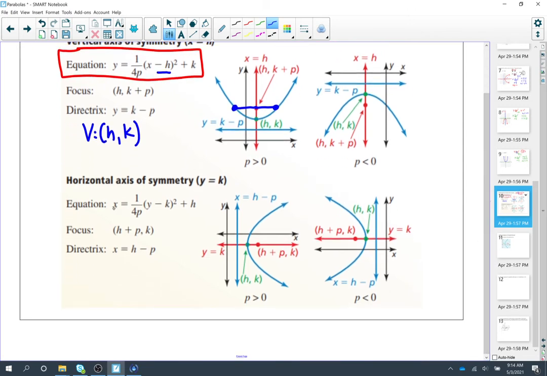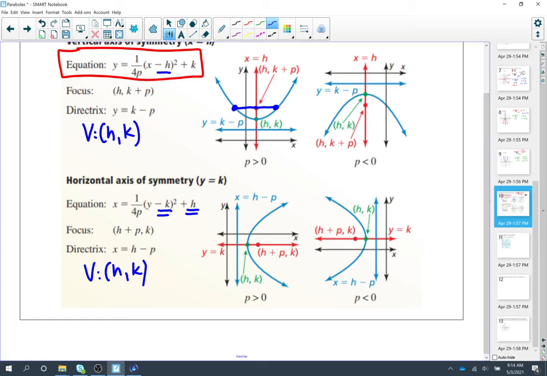Now, for the ones that point either to the left or to the right. Notice, first of all, that this equation doesn't say y equals, it says x equals, which is what's going to change it from left to right. Your vertex is still at (h, k), but notice where the h and k are in your equation. H is now on the back, and it doesn't switch. If it's a plus h, you put a plus h. If it's a minus h, you put a minus h.